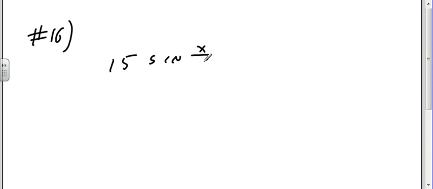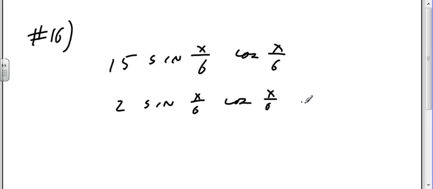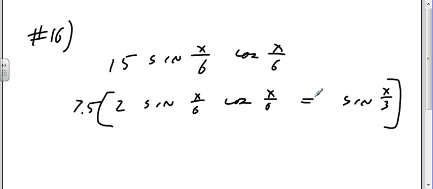Okay, we'll look at number 16. 15 sine x over 6 cosine x over 6. And again, we see that that's in the form 2 sine x over 6 cosine x over 6, which would be equal to sine of x over 3, by the double angle formula. And then it's a matter of what do I have to multiply by to get a 15 out in front, and that'd be 7.5.